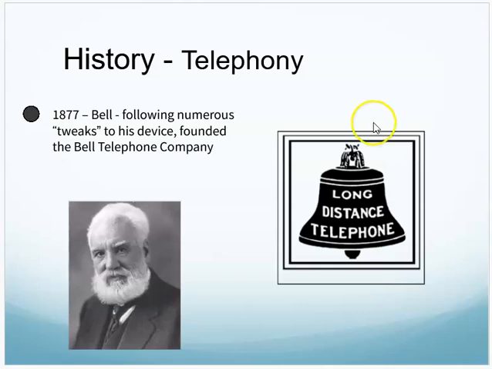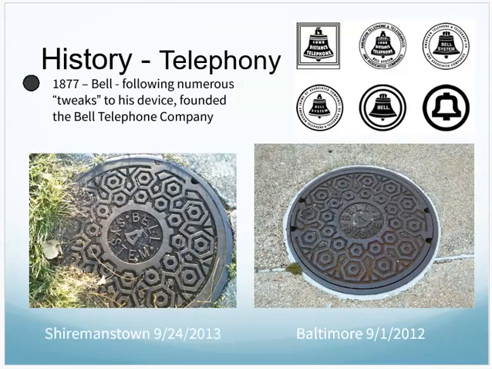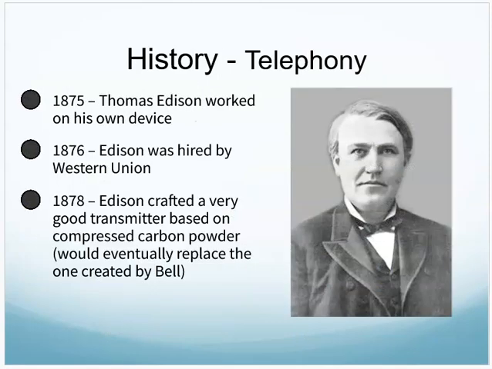A short time later, Bell founds the Bell Telephone Company. This is kind of like the first logo, if you will. And here I show you the logos through the years, the whole way up to the early 1980s, and then it becomes AT&T. On the next slide, I have a bunch of pictures I've taken over the years in different places, Baltimore, Shiremanstown, that's outside of Mechanicsburg. These are manhole covers, utility covers, that have the Bell System logo on them. So there are still remnants of the Bell system around when you look for it. It's one of those neat little tidbits that Mr. Brown looks for.